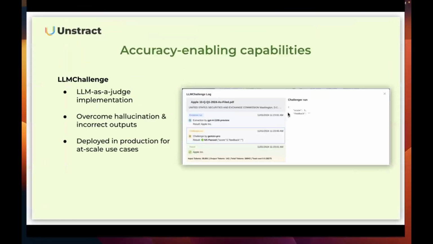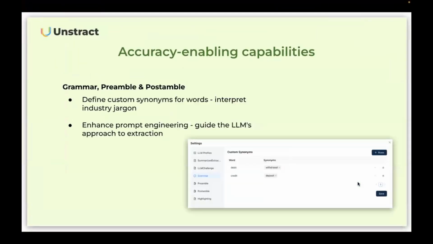So going back to the presentation, I'll move on to the final set of capabilities that we have over here, that is grammar, preamble, and postamble. The grammar feature in Unstract allows you to define custom synonyms for words that may appear differently or in different forms across various documents. This really helps in combating the industry-specific jargon we looked at earlier. This enables the system to recognize and interpret industry jargon because you are first training it with the synonyms that you want the system to recognize.